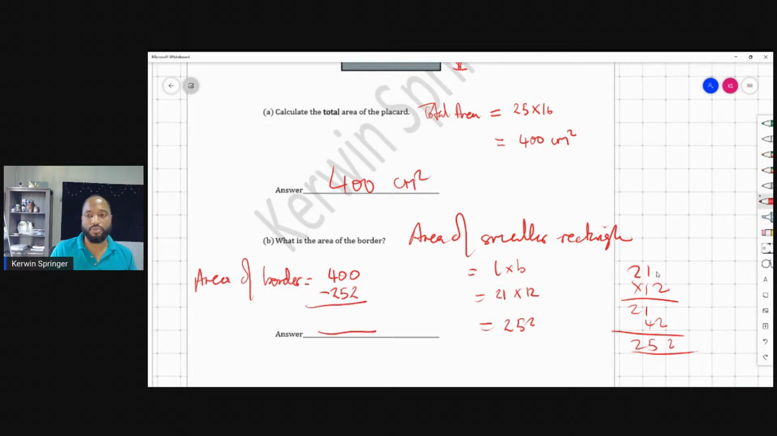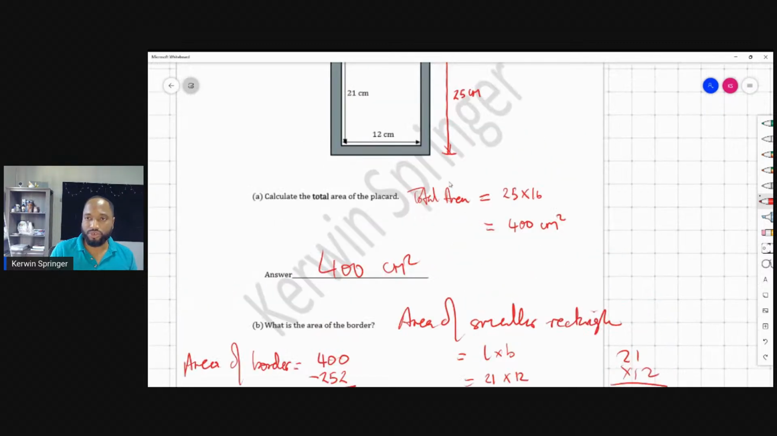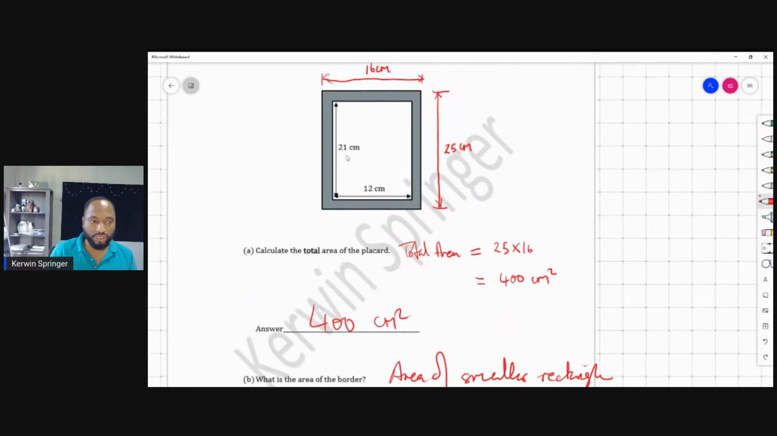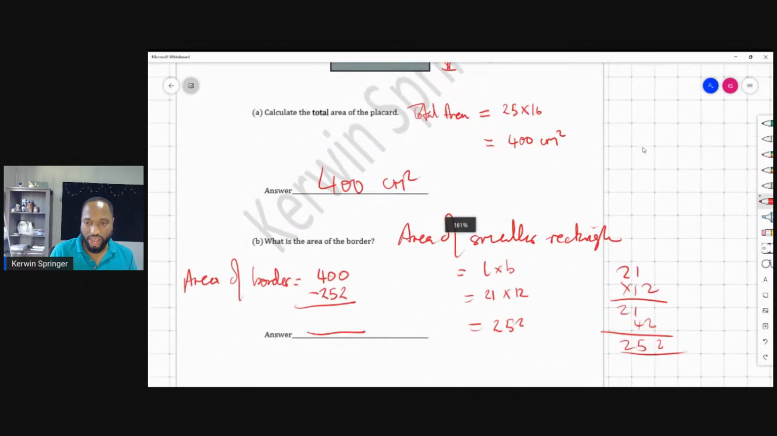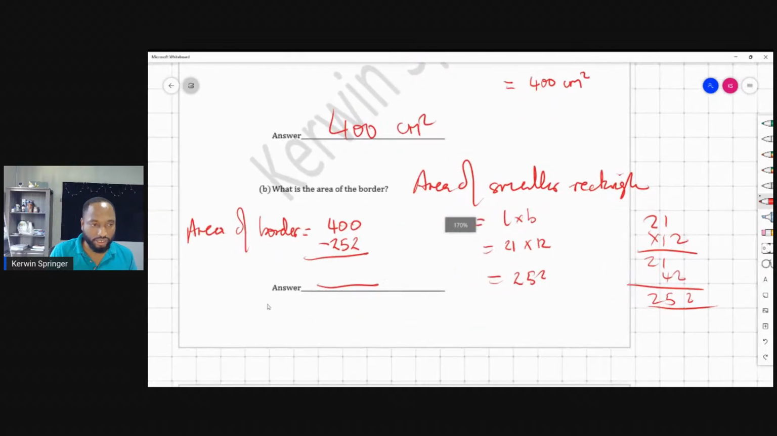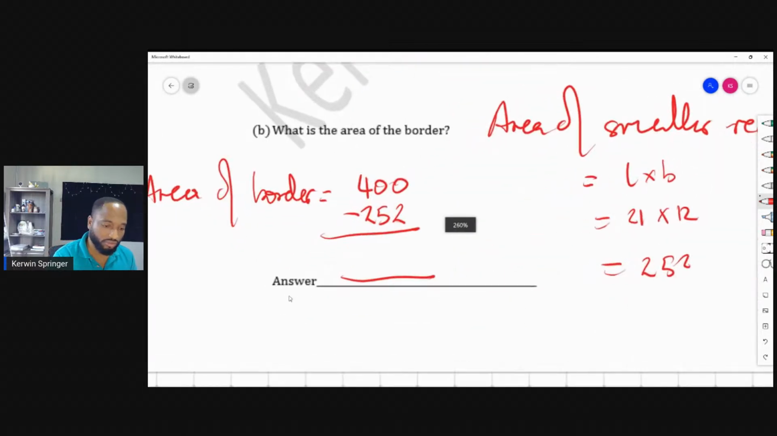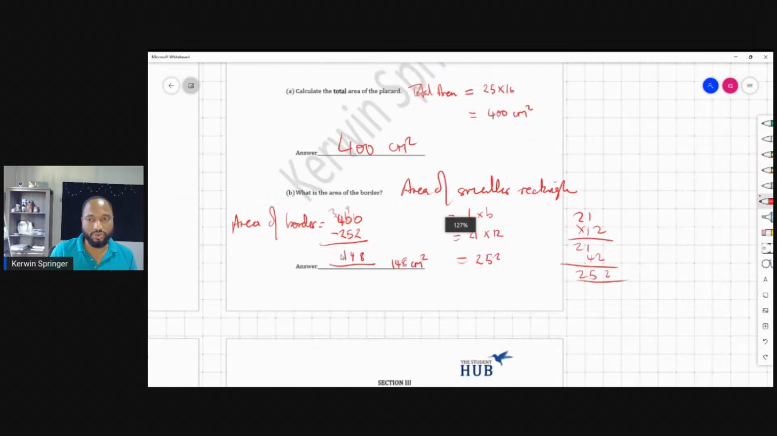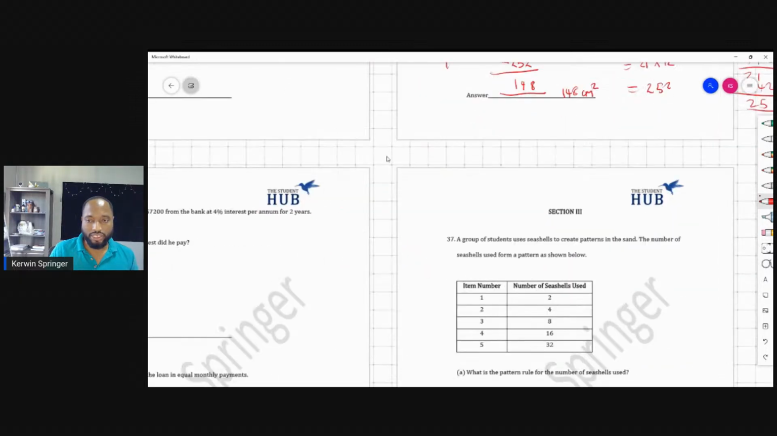How much are you all getting? The area of the border. So it's 12 by 21 is the small. You get 252, right. And when you subtract, are you all keeping up with me? You will get 148. So the area of the border is 148 centimeters squared. Let's keep going.